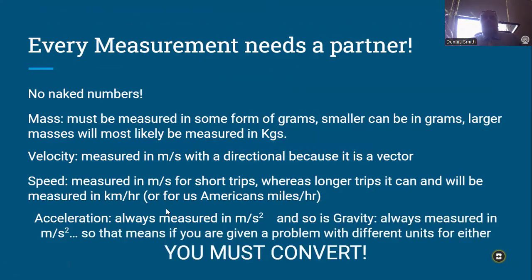And acceleration is always measured in meters per second squared, and so is gravity. So that means if you're given a problem with different units for either, you must convert it into meters per second squared. If you don't, you're not going to be able to figure anything out.